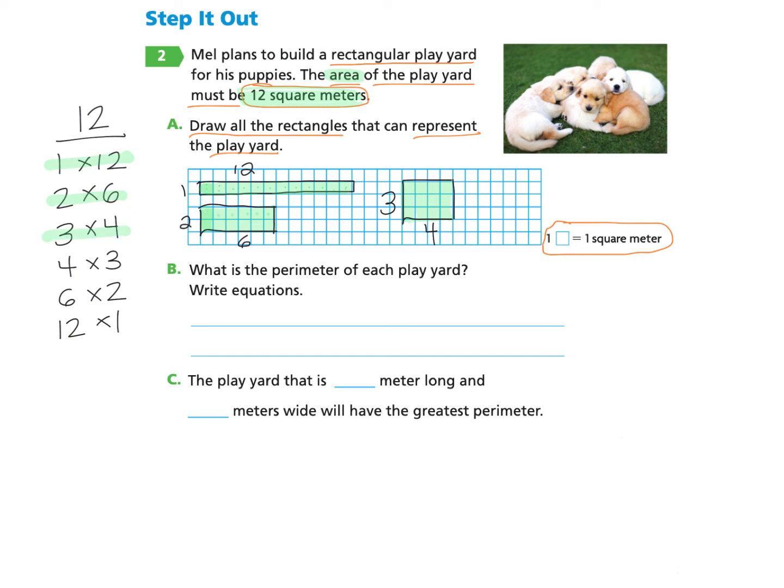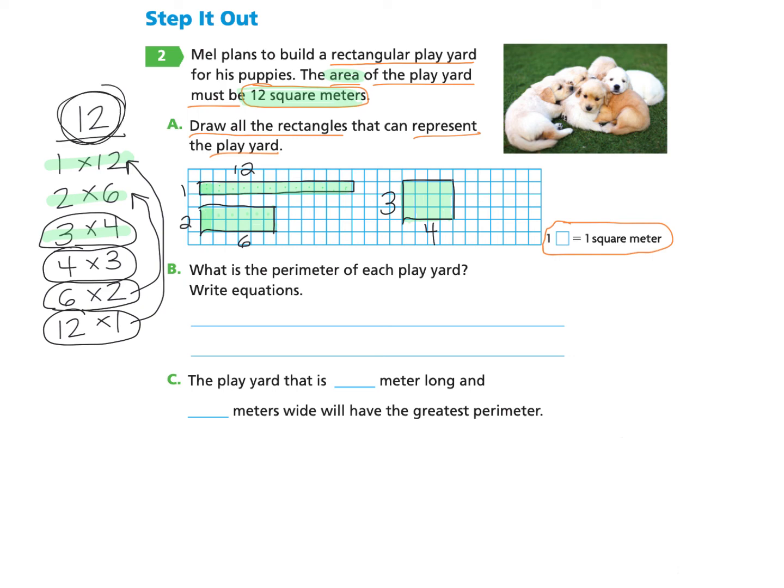But when I look at the next factor of 12, I notice that 4 times 3 is the same as 3 times 4. And 6 times 2 is the same as 2 times 6. And 12 times 1 is the same as 1 times 12. This is the commutative property that we have studied in multiplication, that order does not matter. I will still get the same product, which is 12.